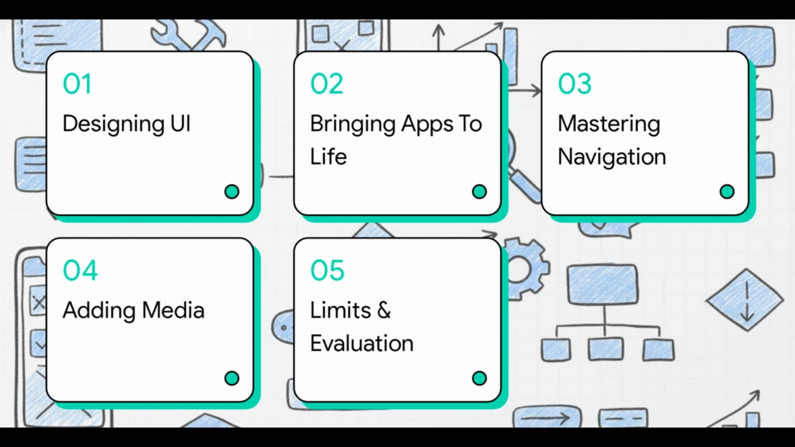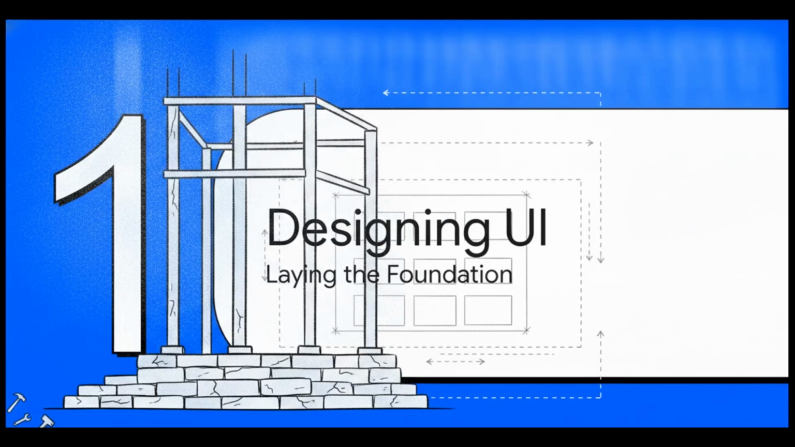Here is our master construction plan. We'll start with Section 1, Designing User-Friendly Interfaces. Then we'll move to Bringing Apps to Life, Mastering App Navigation, Adding Essential Media, and finally, looking at real-world limits and evaluation. So, kicking things off with Section 1, Designing User-Friendly Interfaces. This is where we lay our solid foundation.